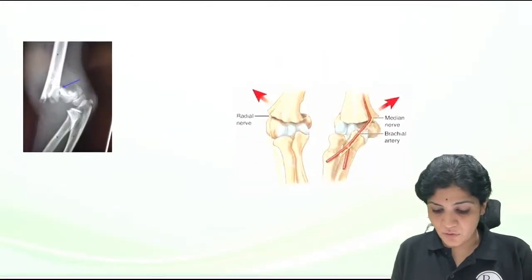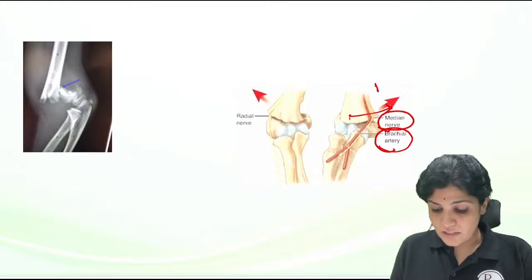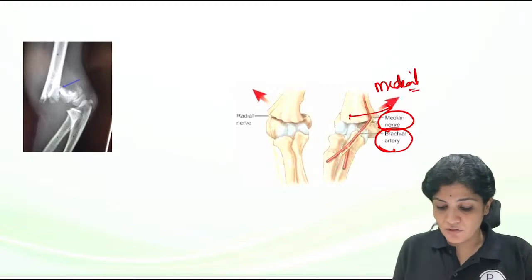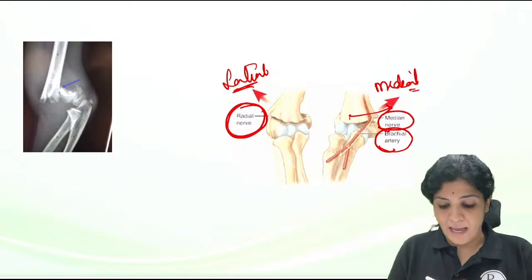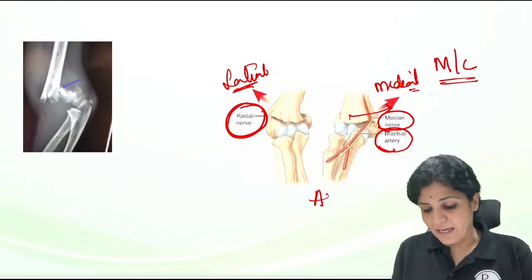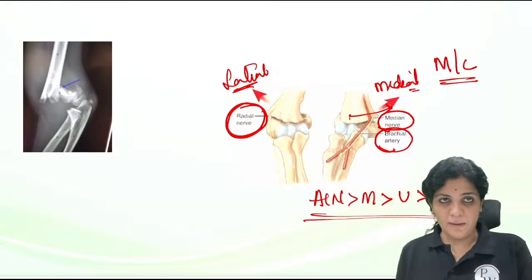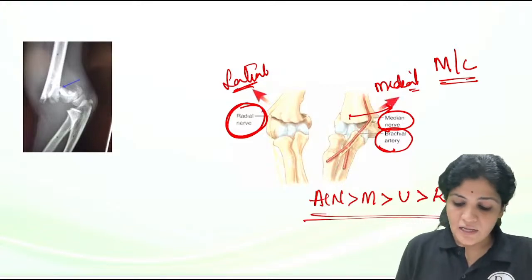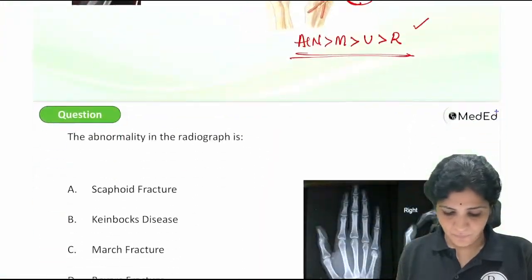So this is the diagram. Depending upon the displacement, if it is displaced this side, the brachial artery and the median nerve are involved. This is the medial side. Similarly, if it is lateral displacement, then there could be radial nerve damage also. But most common is this. That is why AIN is more common than median, then ulnar, then the radial nerve. That is AMRU, what we remember it as. So in a supracondylar fracture, usually the artery which is damaged is the brachial artery.